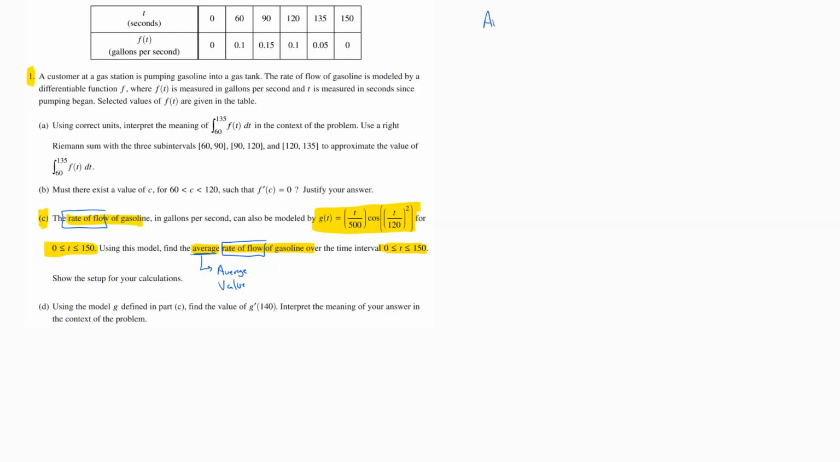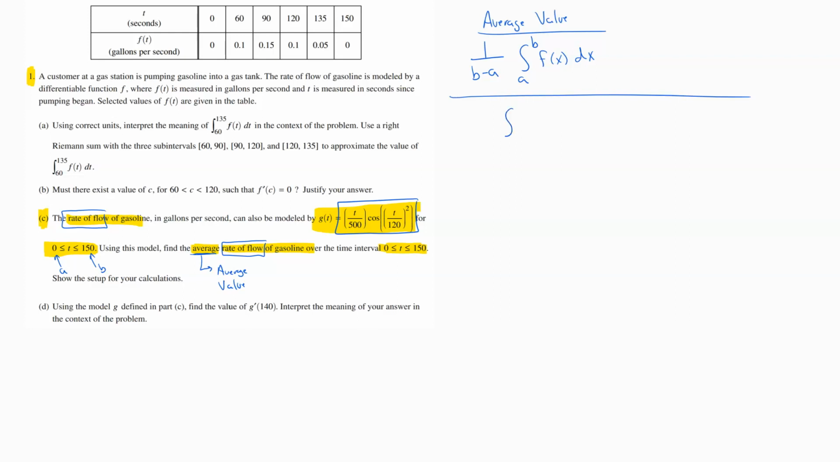And so average value is an integral formula that you have to know. The integral formula for the average value looks like 1 over b minus a times the integral from a to b of whatever the thing is that you're trying to find the average value of, dx. In our problem here, we've got an a value of 0, we've got a b value of 150, and this is the equation that we're trying to find the average value of. We'll take that information, plug it into our average value formula, and because this is a calculator required section, we're actually going to be able to plug this into our calculator and be done pretty quick.